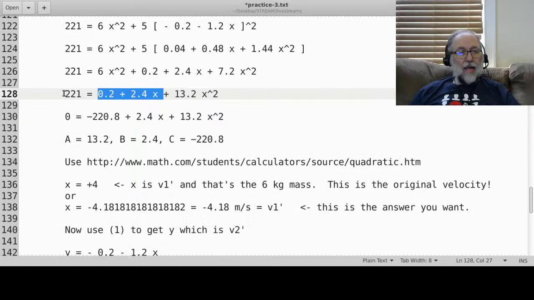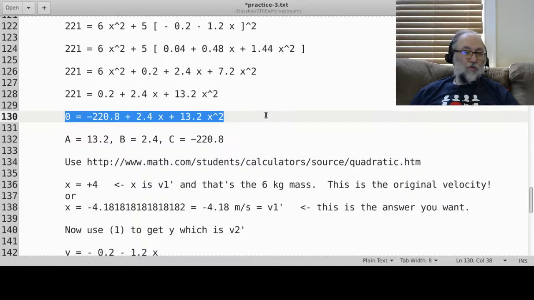Okay, and that almost looks like a quadratic, but I've got the two constant terms, and so I'm going to subtract 221 from both sides, and that gives me that there, and that is a quadratic. Okay, so a lot of steps to get to the quadratic, and there's no way to avoid the quadratic here, so we have a quadratic.